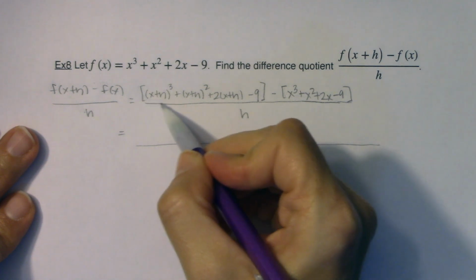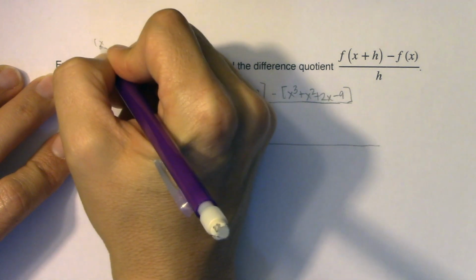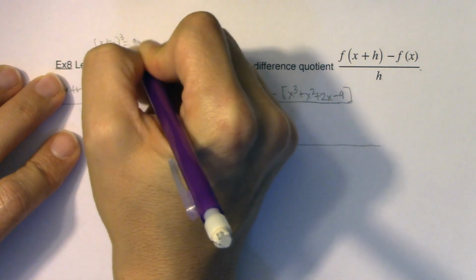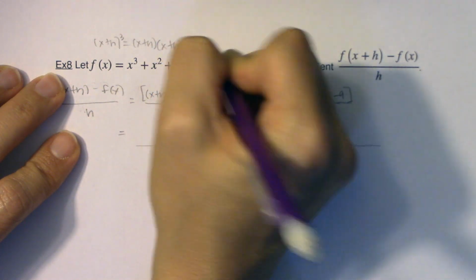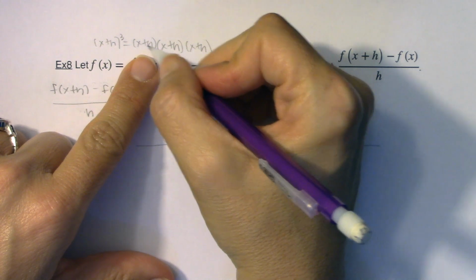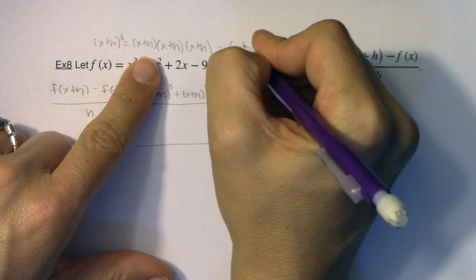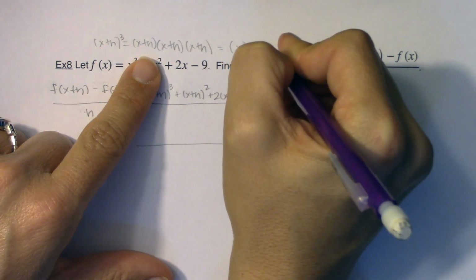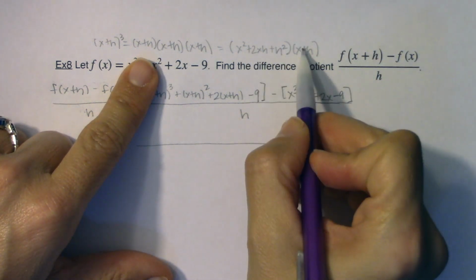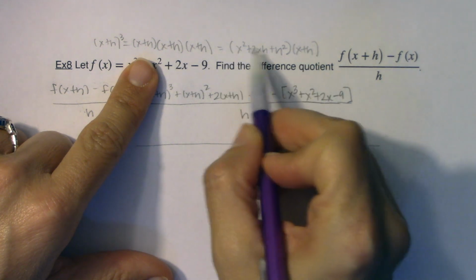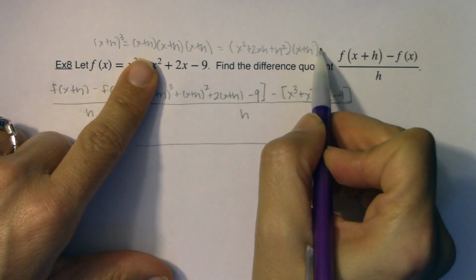Now, if you've distributed this before, great. If not, I would say just practice. I'll put a little side note here. If you have x plus h cubed, it's x plus h times x plus h times x plus h. What you want to do is multiply two of these together, then distribute. If I multiply these two together, I'm going to have x squared plus 2xh plus h squared times another x plus h. So you'd take x squared times x and h, then 2xh times x and h, and then h squared times x and h.